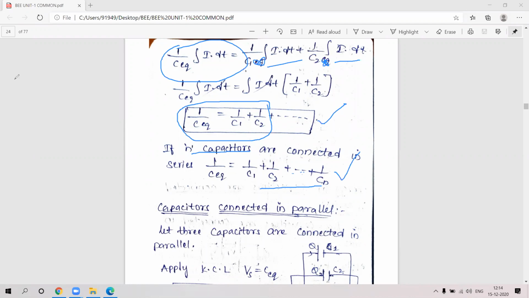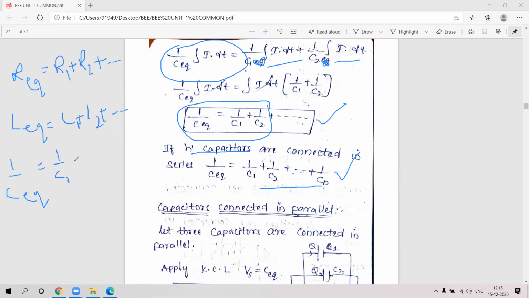Whereas for resistors connected in series, we got R equivalent is equal to R1 plus R2 plus so on. For inductors, L equivalent is L1 plus L2 plus so on. But only for capacitors we are getting it in terms of reciprocal. That is the difference you need to notice. That is 1 by C equivalent, just the opposite, 1 by C1 plus 1 by C2 plus so on.